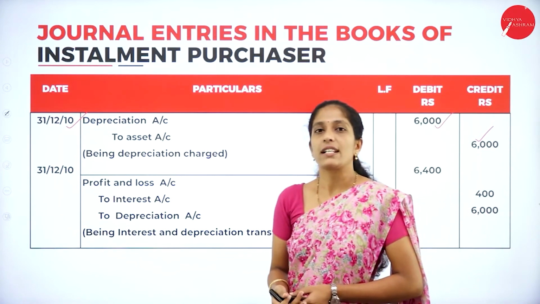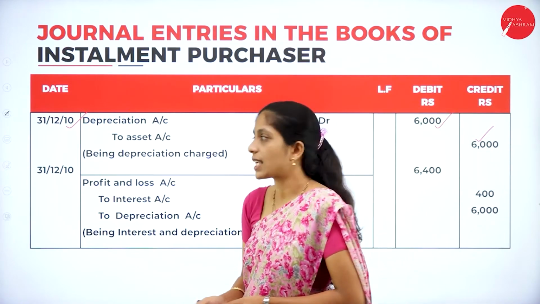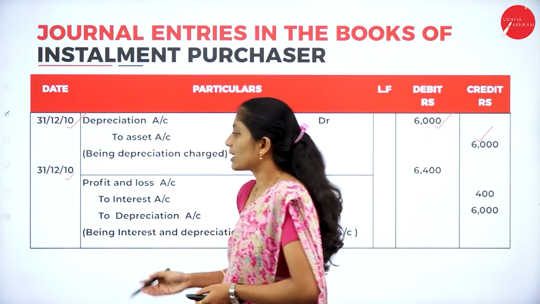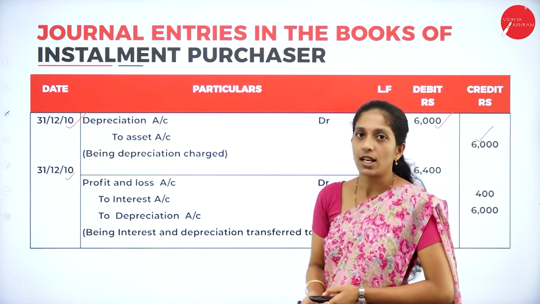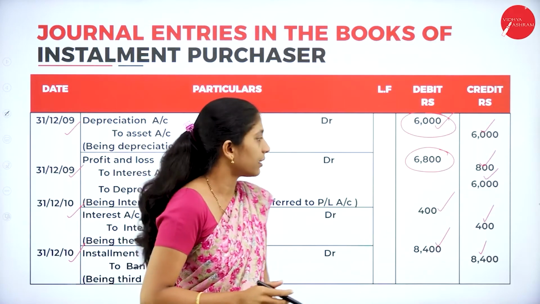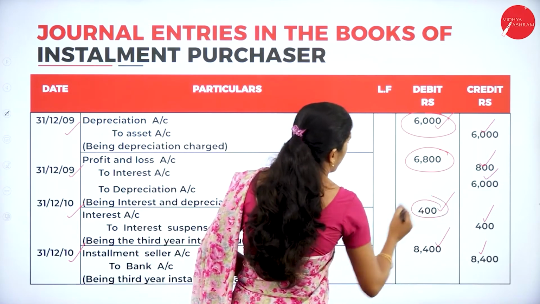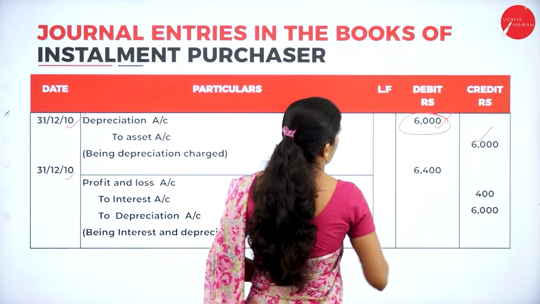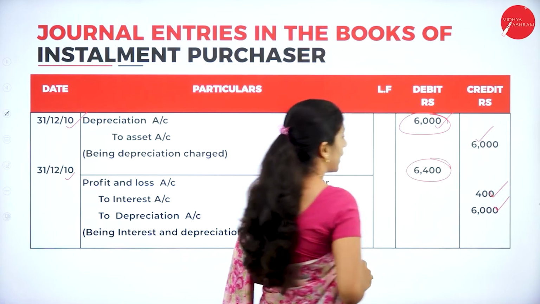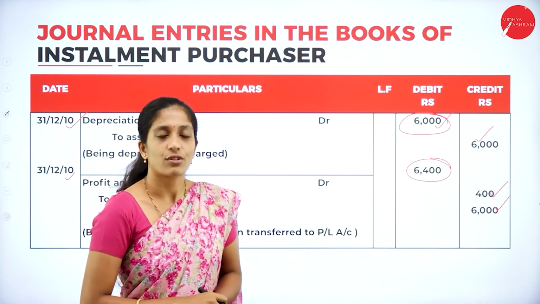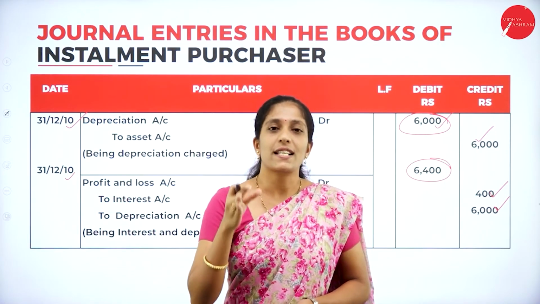Next, transfer interest and depreciation to profit and loss account. So 31/12/2010 profit and loss account debit to interest account and depreciation account. Now what is the interest in the third year? That is 400. And what is the depreciation? 6,000. So transfer this 400 and 6,000 to profit and loss account, that is 6,400. So this is a simple problem.